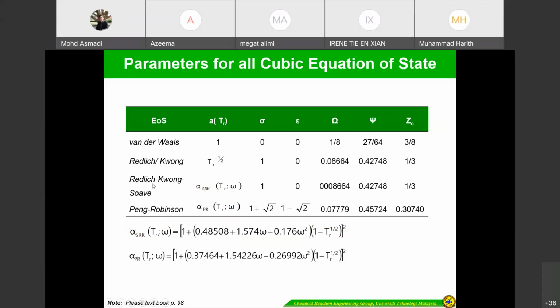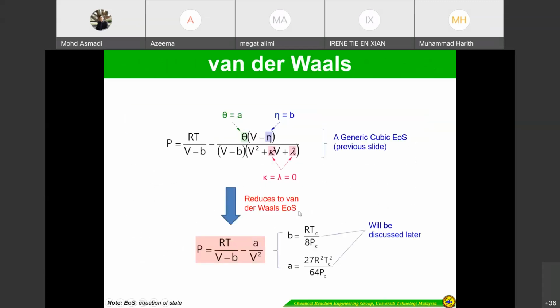Sometimes for accurate calculation we use Soave-Redlich-Kwong and Peng-Robinson, because there is omega. What is omega? It is the acentric factor. Later I will show you the difference between equations that have omega and those that don't have omega.